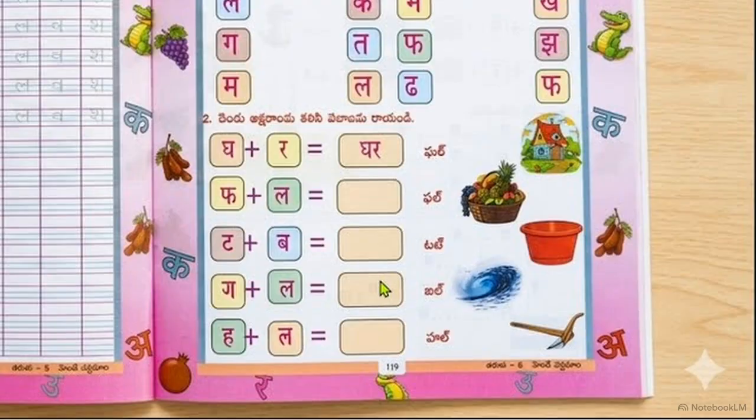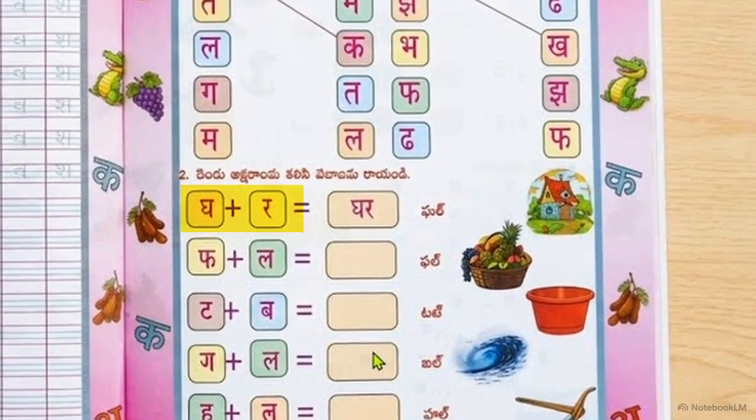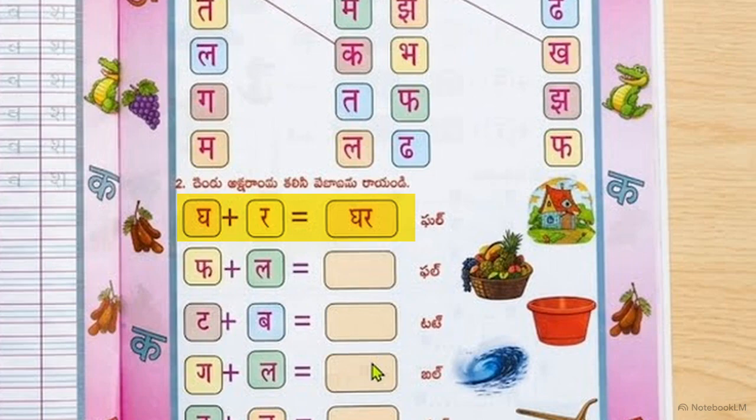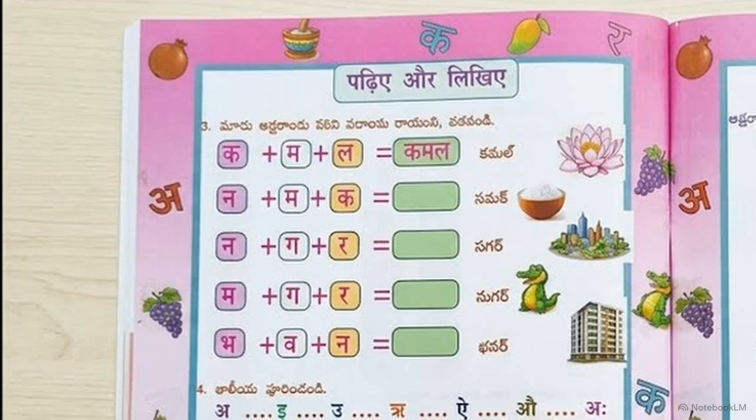After isolating individual characters, students move to combining them. These equations at the bottom right show how adding the letter ka to the letter ra forms the 2-letter word car. The complexity then scales up. This exercise features a 3-letter combination, ka plus ma plus la. The sequence merges into kamal, or lotus.